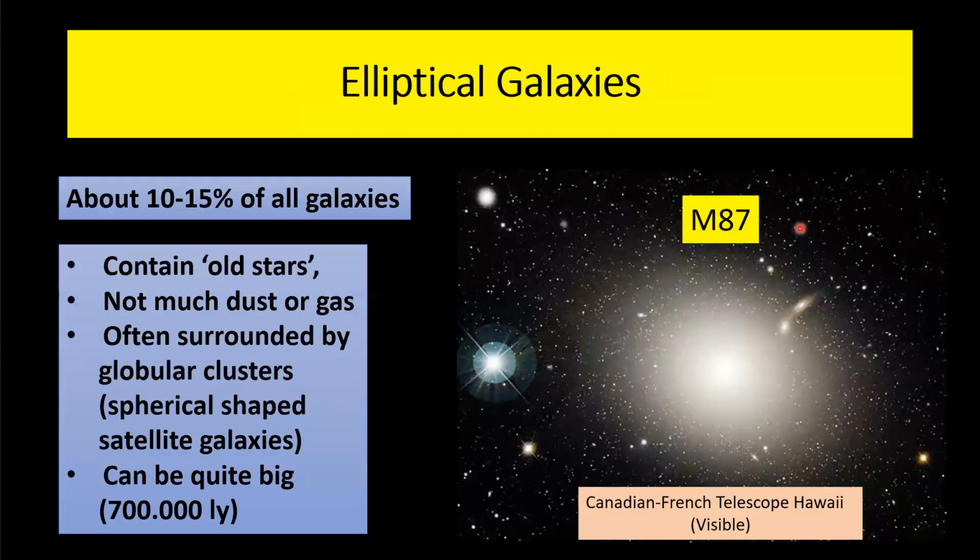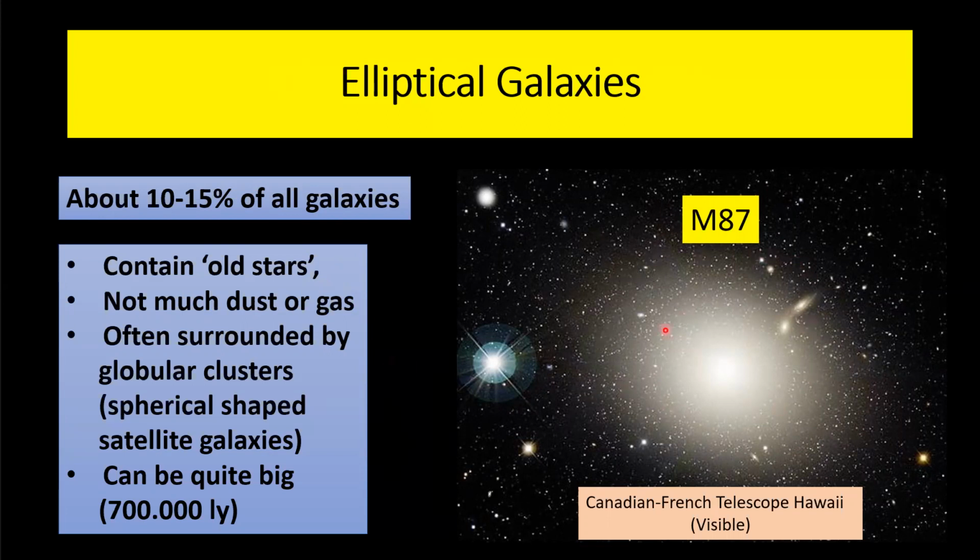So that was an observation for spiral galaxies, but in elliptical galaxies, we would still expect this dark matter to be there. Here you see an example. The Canada-France-Hawaii telescope gave us this picture of M87, a nice elliptical galaxy. About 10 to 50% of all galaxies are elliptical. They usually contain old stars, as we have seen, so metal rich. There's not much dust or gas around.